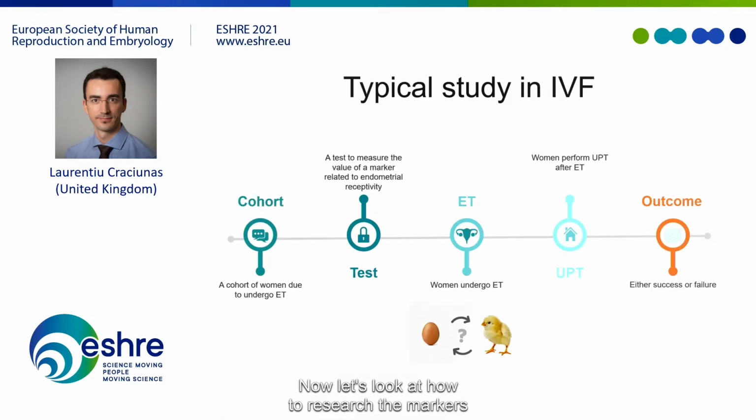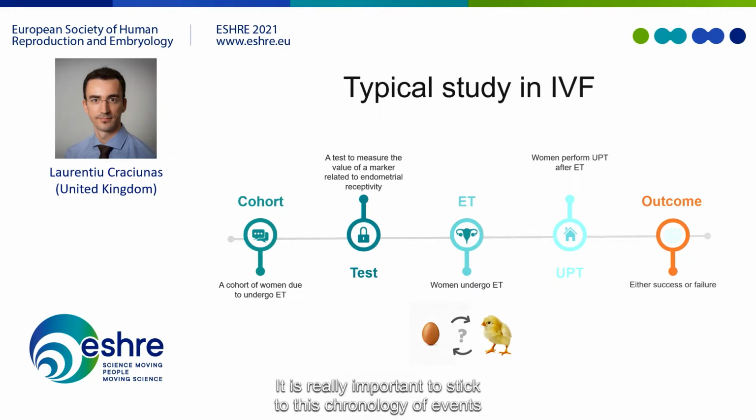Now let's look at how to research the markers of endometrial receptivity in the context of IVF. We should start with a cohort of women undergoing IVF, and we should apply a test assessing the endometrium sometime before the embryo transfer. Women would then undergo embryo transfer, have a pregnancy test, and follow up for the pregnancy outcome. Based on this outcome, which is either success or failure, we can then look back to see if the marker we measured before the embryo transfer made any difference to the outcome.